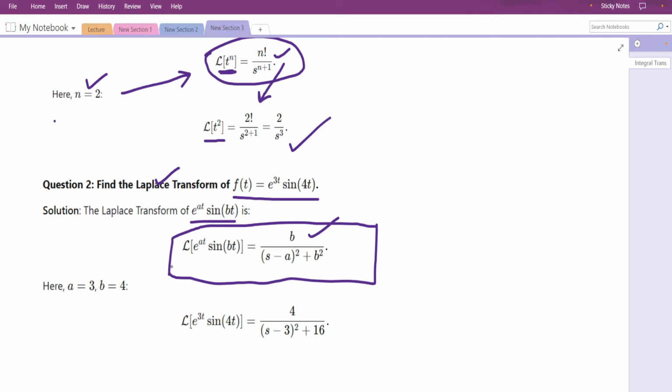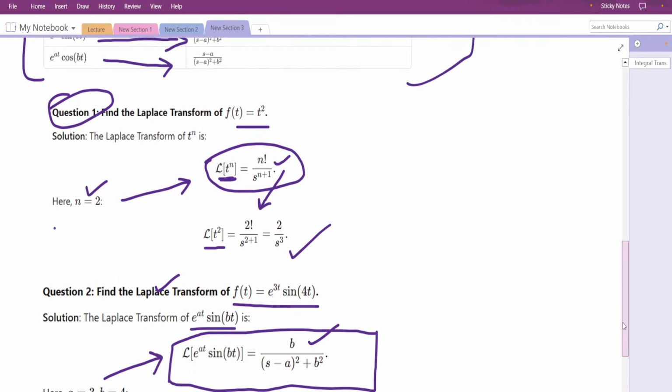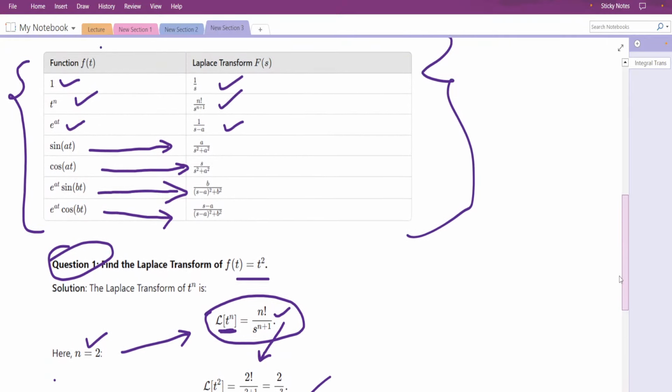So what we have to do here is put a equal to 3 and b equal to 4 in this formula. If I put a equal to 3 and b equal to 4, it gives me the Laplace transform of this function, that is b upon (s minus a) whole square plus b square, this particular answer. So I hope, students, that in today's video some basic aspects of the Laplace transform are clear to all of you.